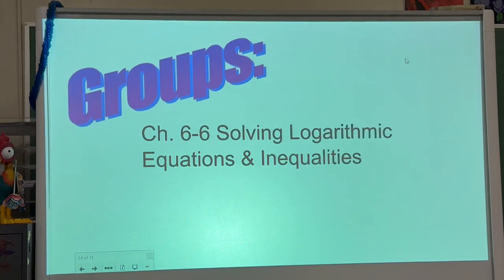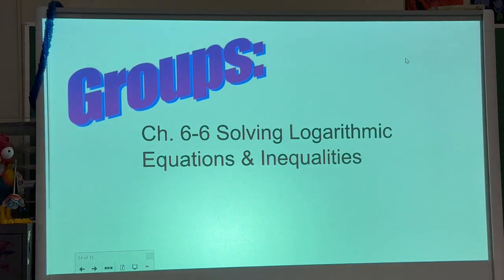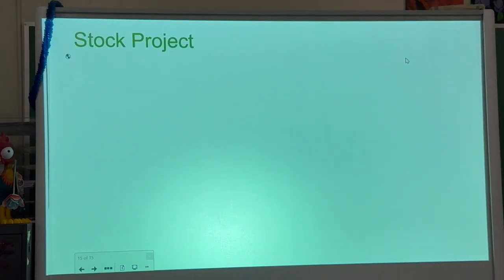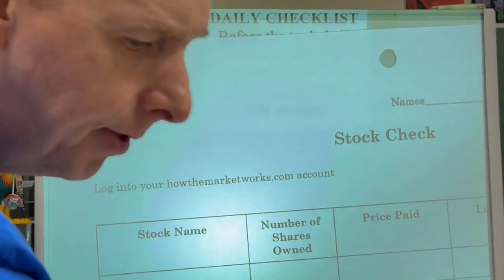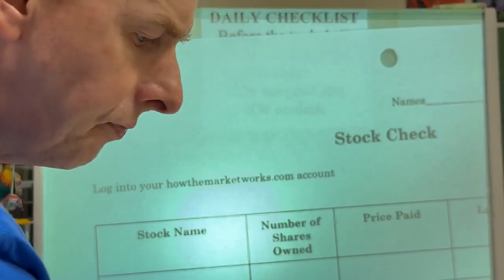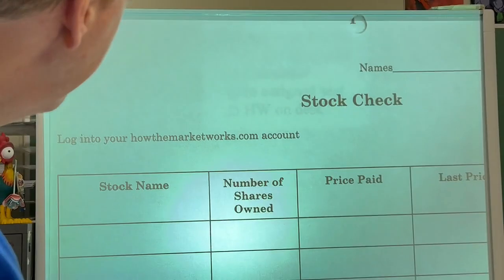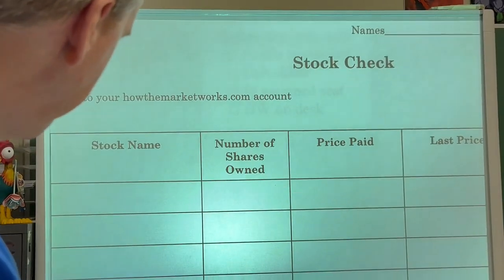You and your group spend about 15 minutes or so solving logarithmic equations and inequalities. When you are done, we need to take a look at your stock project, the leaderboards. Here's what I want you to do. When you go into your stock account, the one that you made a while back with your partners, you're going to do a little stock check for me.